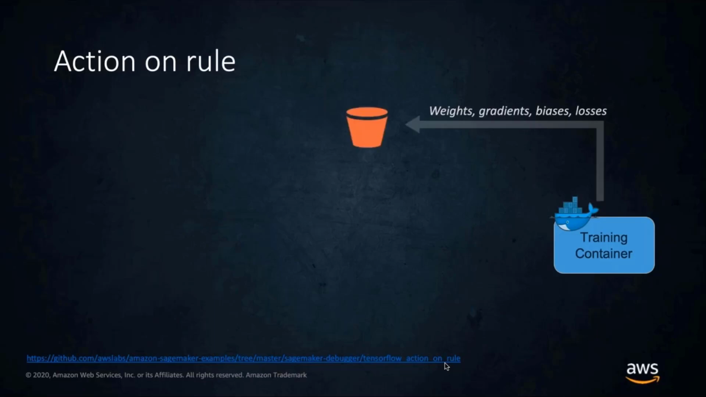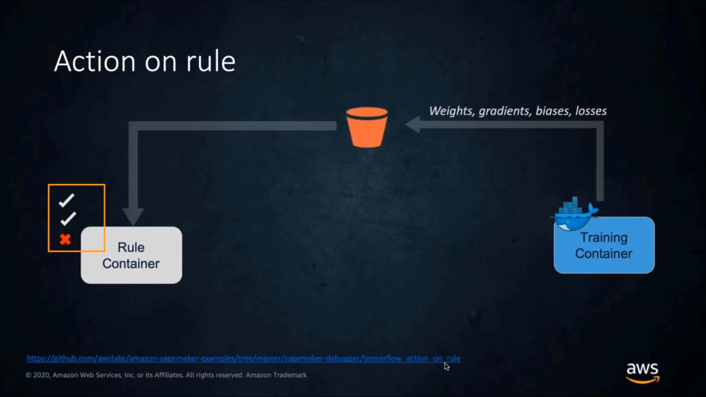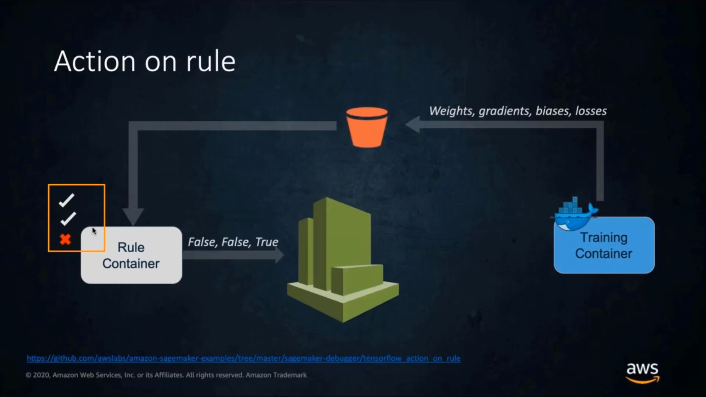Our training job will emit the tensors to Amazon S3, and the rule is executed in the rule container where it's reading the tensors from Amazon S3, and it will either return false or true. If it found an issue, it will return true, and everything goes to CloudWatch. So we can now set up a CloudWatch alarm and connect that to a Lambda function that will automatically stop our training job. And we will see later on in the demo how we can do that.